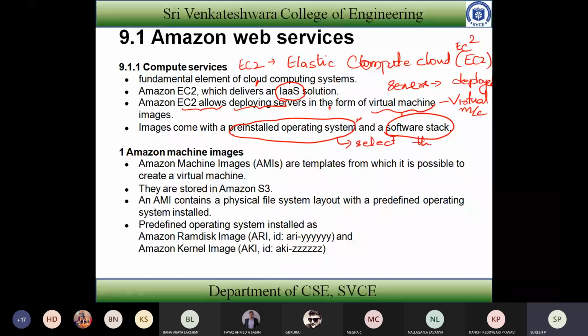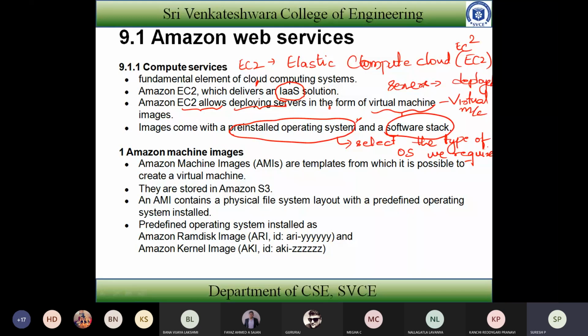We select the type of operating system we require, and we start creating the instances, or create the image, depending upon the type of operating system required. The image which you are going to create will have its own software stack. So the next question is, what do you mean by an image? What do you mean by Amazon Machine Images? That stands for AMI.